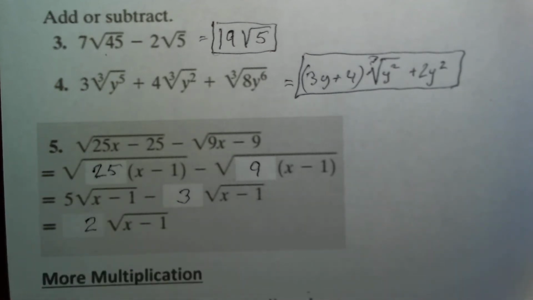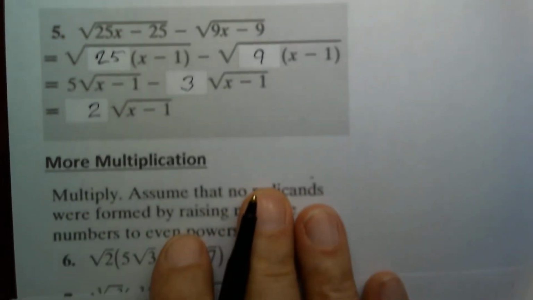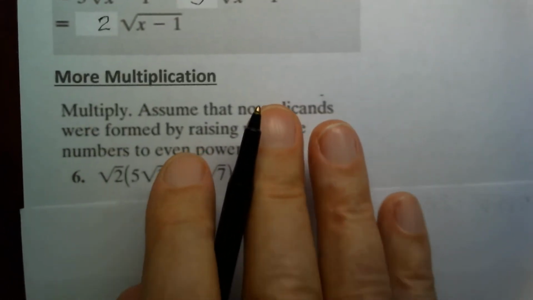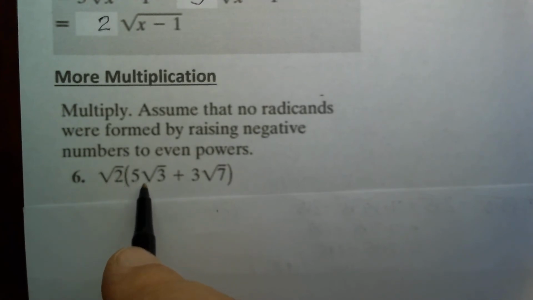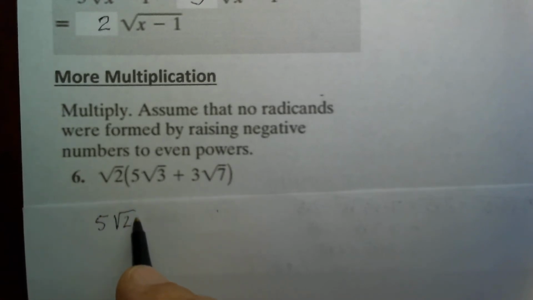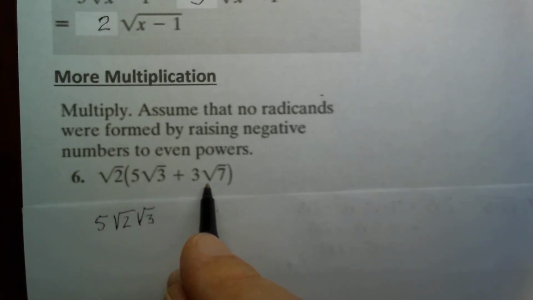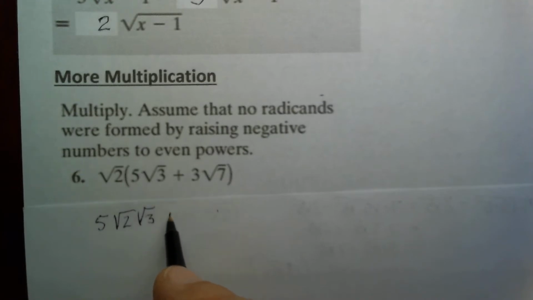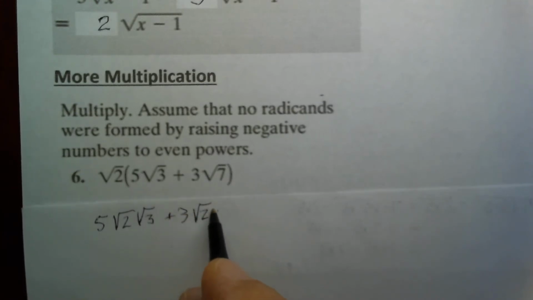Now we're going to talk a little bit more about multiplication. And so here we're assuming that no radicands were formed by raising negative numbers to even powers. So that's a no-no. So the way we proceed here, we simply apply the distributive property. So we multiply the square root of 2 times 5 radical 2. So that becomes then 5 times the square root of 2, square root of 3. That would be the first step. And then square root of 2 times 3, square root of 7. So 3 times square root of 2, square root of 7.